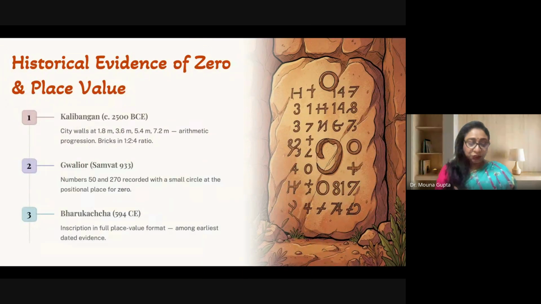And in an inscription in Gwalior, dated to 933 in the Vikram calendar, which is equivalent to 876 CE, the numbers 50 and 270 were recorded with a small circle, appearing at the appropriate position, which is the place for 0. So this practice of writing numbers that we use today looks like it was in practice somewhere 1,500, 1,600 years back in India.